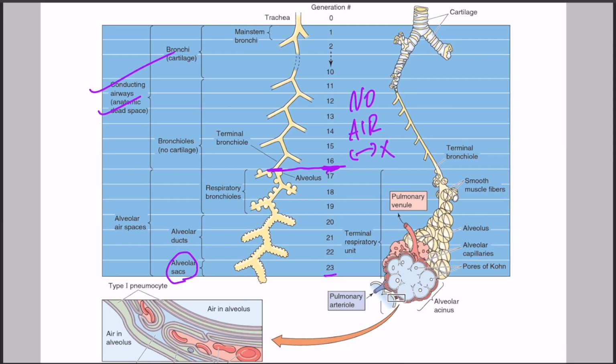And alveolar sac is only the 23rd generation, don't forget that. And then 17th, 18th, 19th generation is respiratory bronchiole. These are important questions which have been tested previously. Alveolar sac, respiratory bronchiole, both are important. And still the 16th is dead space.